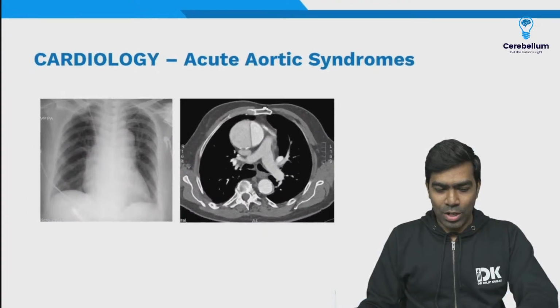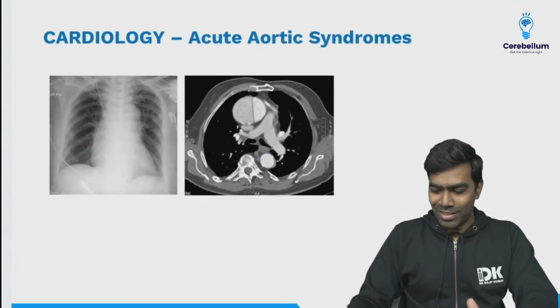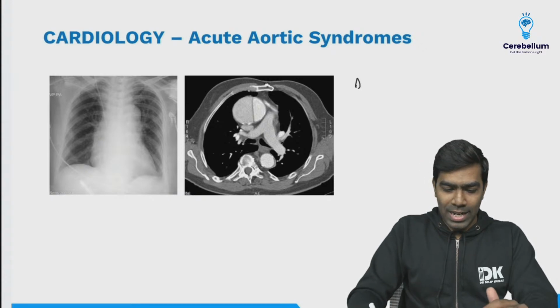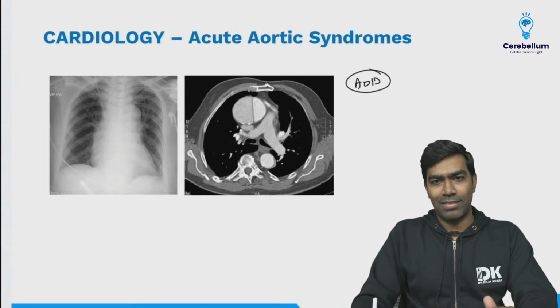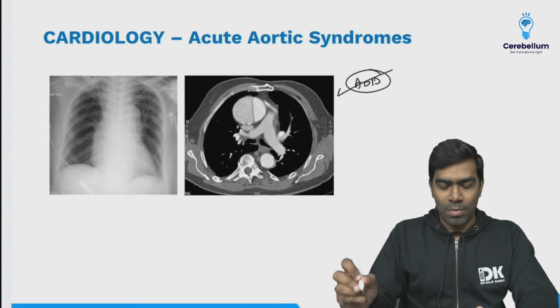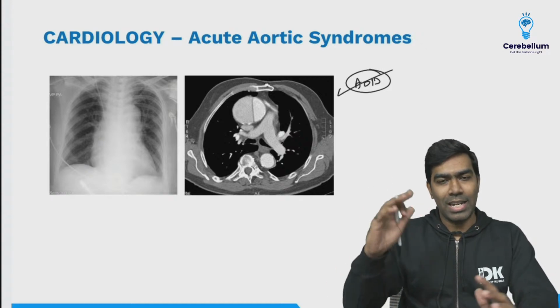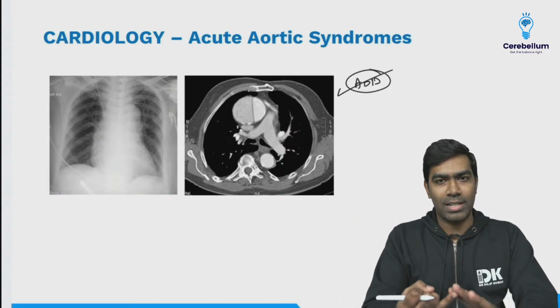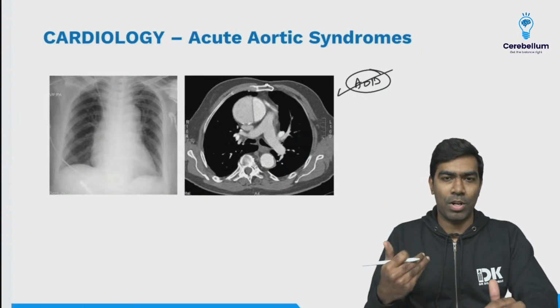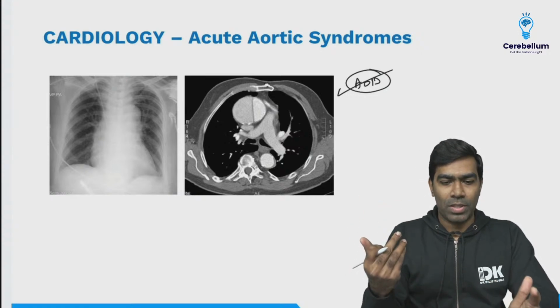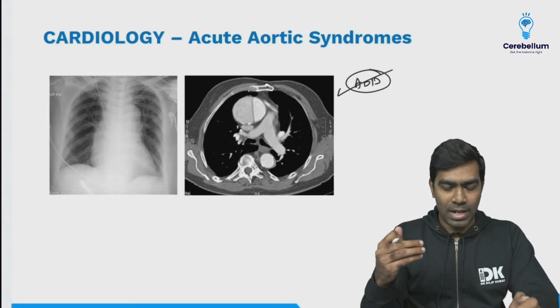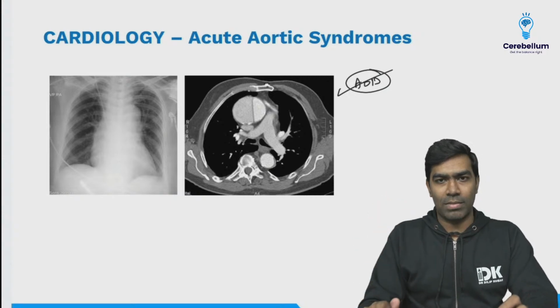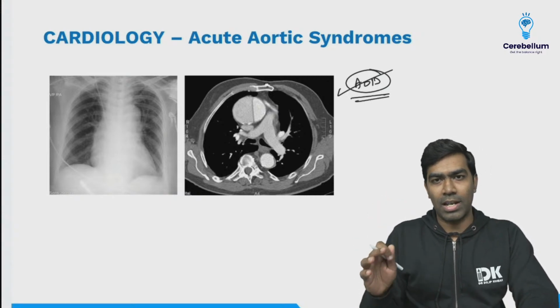Okay, now coming to important acute aortic syndromes. So what are the important acute aortic syndromes? The most important is aortic dissection. Everyone knows that. Aortic dissection is the most common acute aortic syndrome, even though there are 3 acute aortic syndromes. One is aortic dissection, second is aortic intramural hematoma, third is something called penetrating atherosclerotic ulcer. Among that, aortic dissection is the most common, occurring in more than 85% of cases.